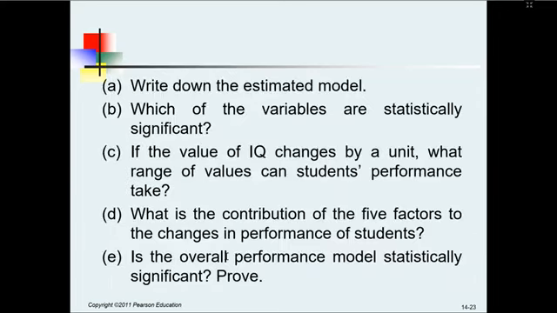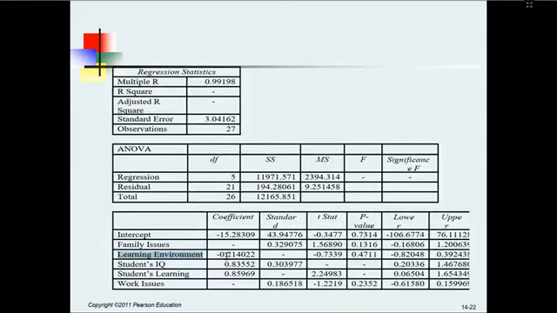So let's go. Part A says: write down the estimated model. So what do you need to write down the estimated model? We need to calculate the coefficients. But unfortunately for us, 2 of them are omitted. The family issue coefficient is omitted. So how do we estimate this? The standard error times the T stat. Good. So multiply this times this and give me the answer. This times this will give us what?